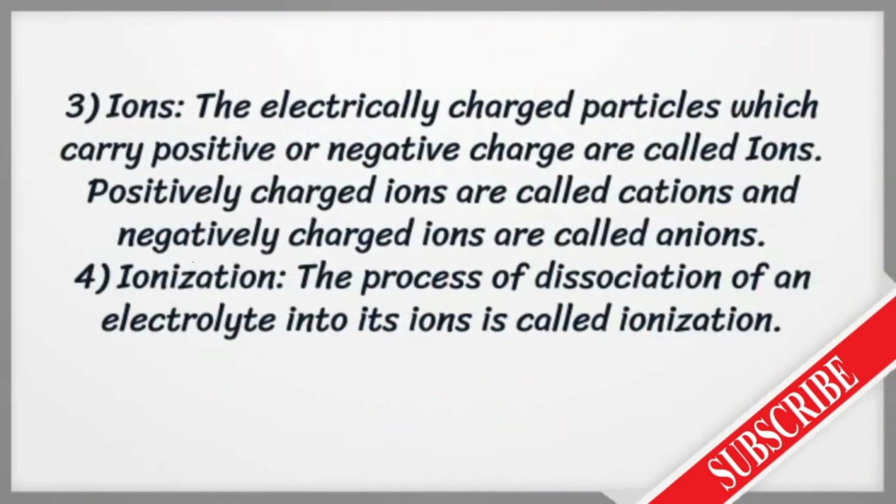Number 3. Ions. The electrically charged particles which carry positive or negative charge are called ions. Positively charged ions are called cations and negatively charged ions are called anions. And number 4. Ionization. The process of dissociation of an electrolyte into its ions is called ionization.